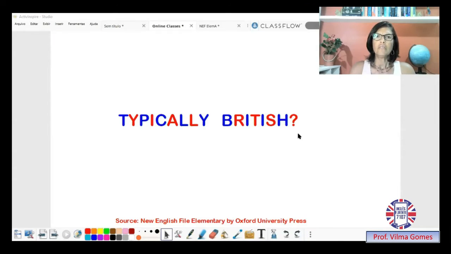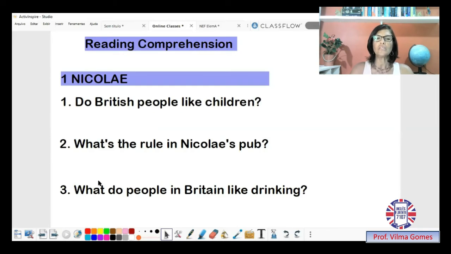Vamos voltar aqui na nossa lousa, in our smartboard. Do you remember the text? Is it in your mind? Vocês se lembram? Vamos lá? Now I'm going to check. Do you remember? Do you know the answers? I'm going to make some questions. Very good. Nicola.